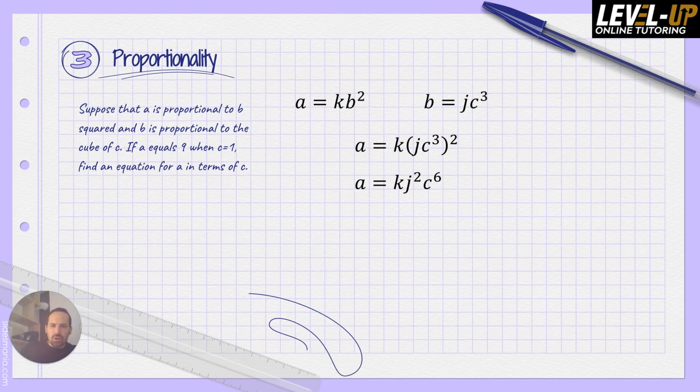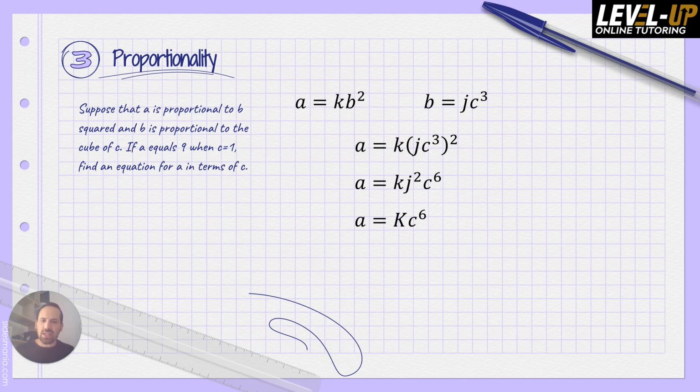Now, what do we do in this scenario? We've basically got a equals c to the power 6 times some unknown constants, k times j squared. But k and j are both just unknown constants, and so together it's just another unknown constant. So we could put that together into just some other unknown constant, capital K.